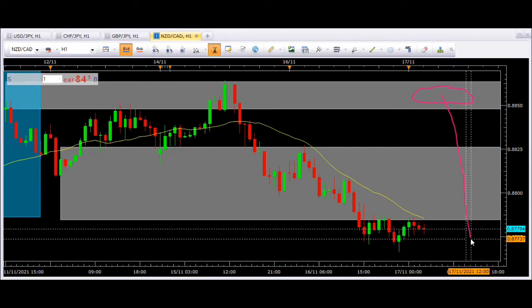Okay, guys, so pound yen, we're looking to buy, we're looking to long the market. New Zealand against the Canadian dollar, we're looking to short or sell the market.